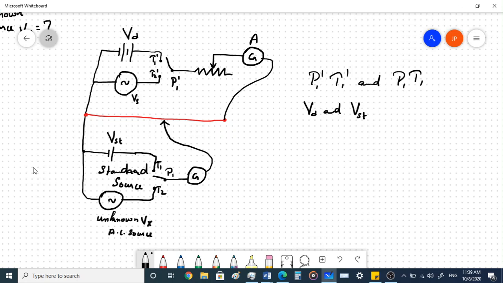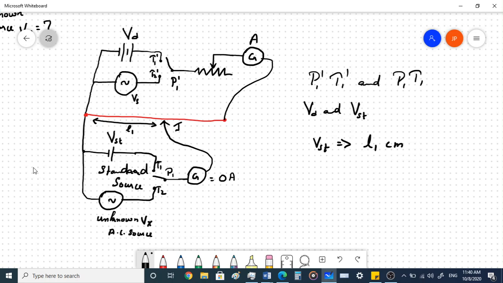And then once VD and VST are connected to the circuit, we can find the balancing. This is the jockey. We can move the jockey over the potentiometer wire, and then we can find the balanced value. Let's call this value L1. So we get the balance for VST at, let's say, L1 centimeters, and balancing in the sense the voltages are balanced and the galvanometer shows zero deflection, right?